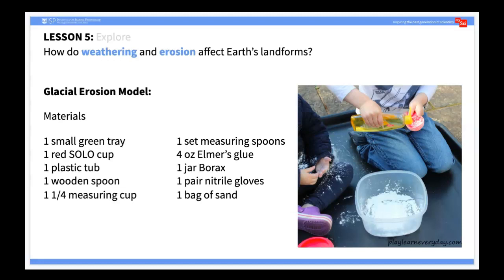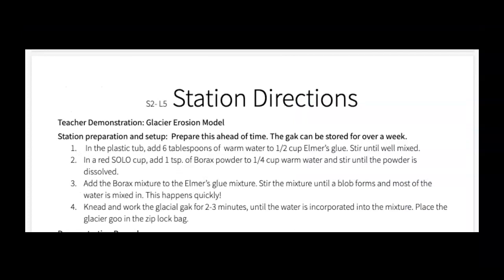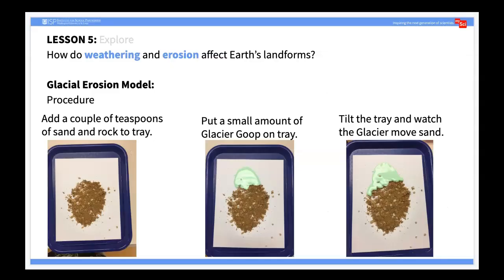To begin, students will observe the glacial erosion model as a teacher demonstration. You will need to create the glacial goop ahead of time using water, Elmer's glue, and borax. Detailed directions are located in the teacher pages. Students will observe how the glacial goop moves along a tilted sandy surface in order to answer the testable question, how does the steepness of slope affect erosion by glaciers? Students should recognize that as the glacier moves, it picks up and transports sand to new locations. Additionally, the steeper the slope, the faster the rate of erosion.